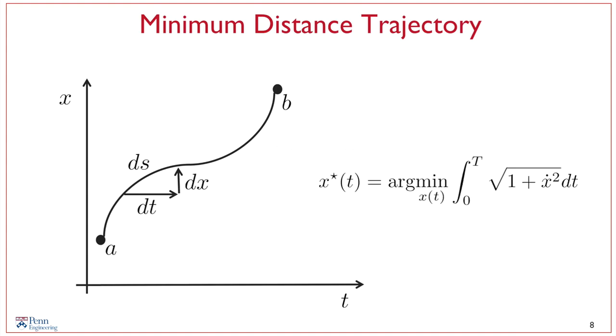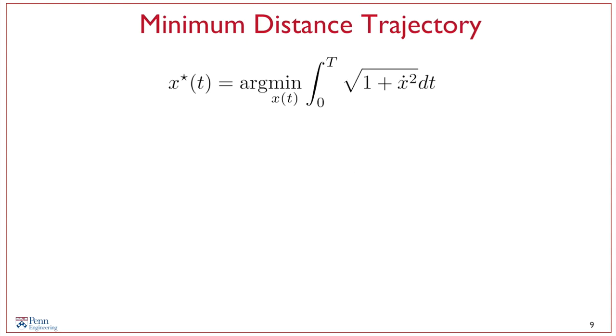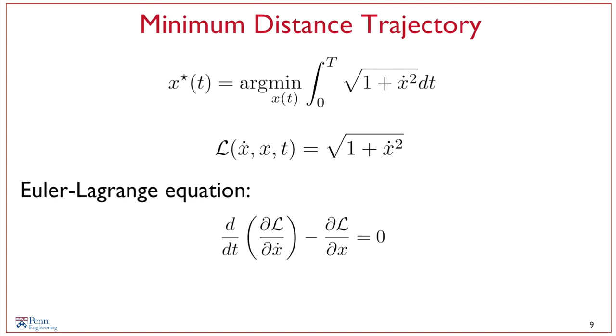We can now mathematically represent the problem of finding the minimum distance trajectory in the familiar form, finding the function x star of t that minimizes the integral of a cost function with respect to t. In this case, the cost function L is the square root of 1 plus x dot squared. Again, the necessary condition for the optimal trajectory is given by the Euler-Lagrange equation.